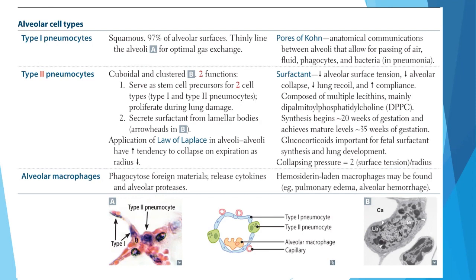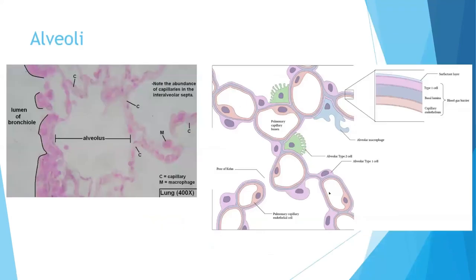The synthesis begins at nearly 20 weeks of gestation and reaches maturity at 35 weeks of gestation. So, if there is a premature birth, for example at 32 weeks of gestation, there is a high chance that the baby has not developed sufficient surfactant, and the baby can go into neonatal respiratory distress syndrome. Glucocorticoids are important for fetal surfactant synthesis and lung development. That's why, if a premature birth is expected, glucocorticoids are administered prenatally or antenatally. Now, this is the basic histological figure of the alveoli.